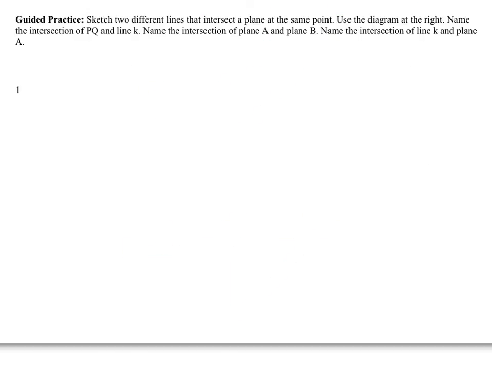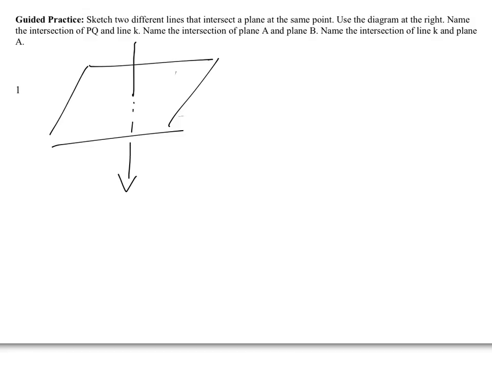The last thing we're going to do is the guided practice. Sketch two different lines that intersect a plane at the same point. So if we go ahead and draw this, we have our plane here, and maybe I should make this with a little bit more of an angle. This helps visualize it better. Our plane here, and then we're going to have a line that comes straight down at the center point, and then it's going to go through the plane. So then I'm going to draw my little dots, and then it comes out.